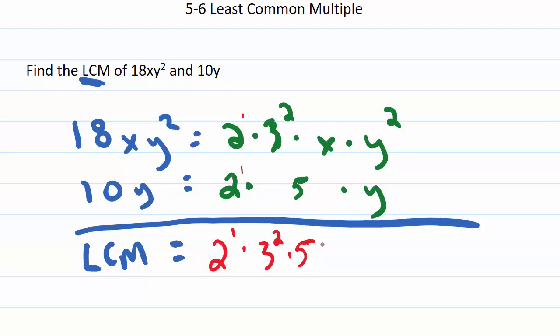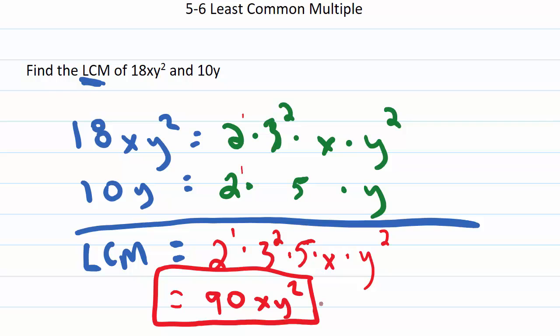Similarly, 1 factor of x, no factors of x, so my highest is 1 factor of x. This has 2 factors of y, this has 1 factor of y, so my highest number of factors of y is 2, and then I can go ahead and carry out that calculation. And when I do that, I get 90xy squared. All right, not so bad.